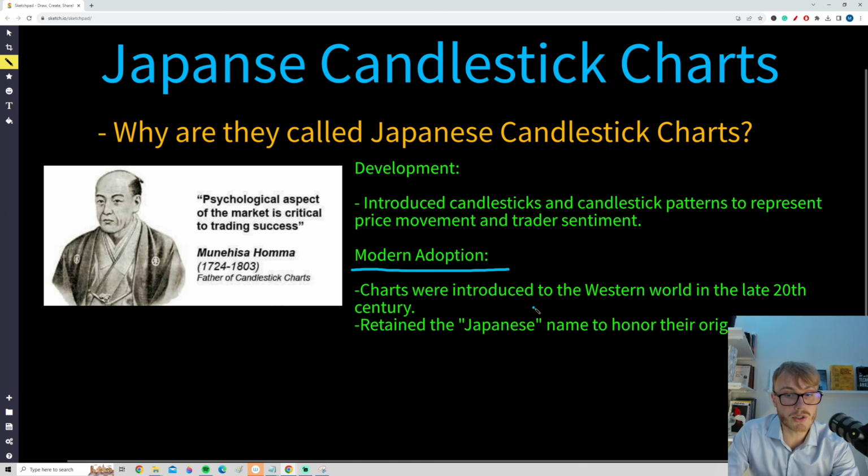With that said, it took a while for modern adoption to happen. His candlestick charts were first introduced to the Western world in the late 20th century, and it retained the Japanese name to honor their origins.